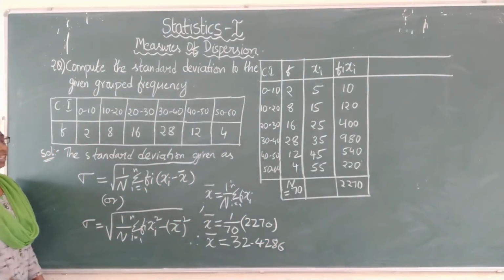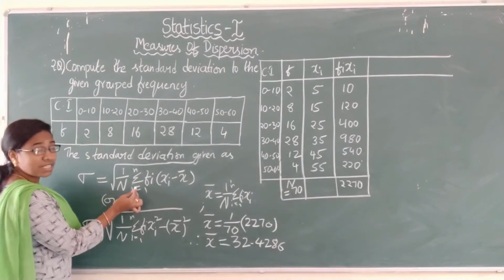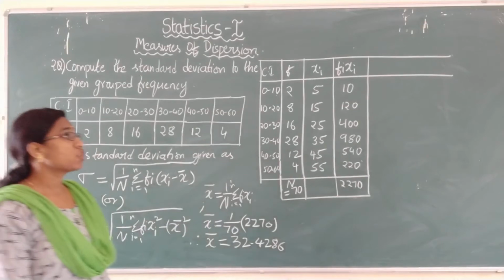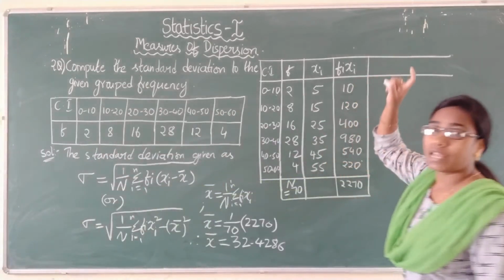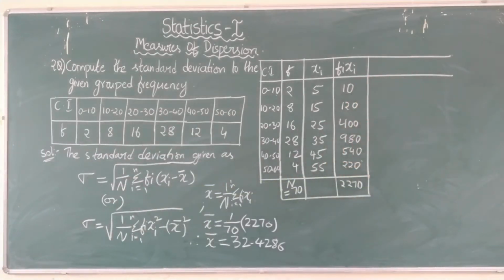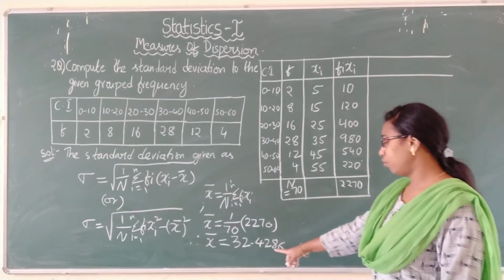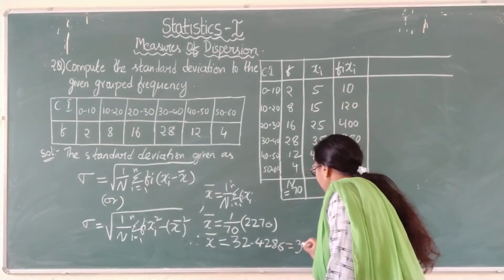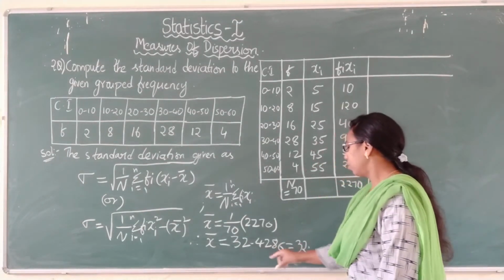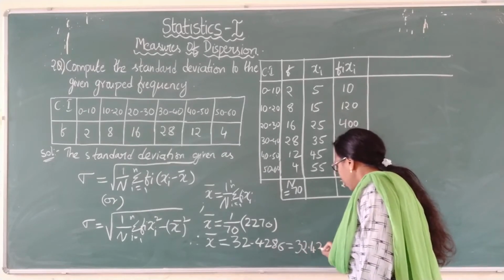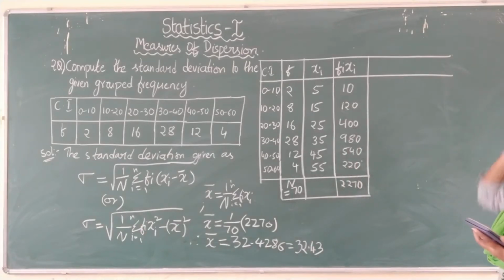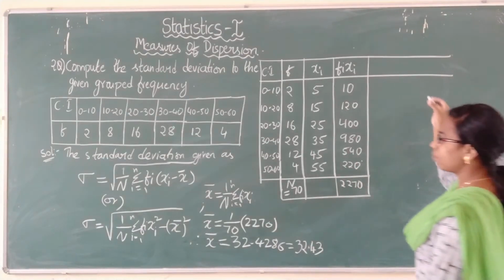After getting the mean value, we want summation fi into (xi minus x bar) whole square. So we want that column. Here we have 32.4286, which I am rounding off to 32.43. So mean value I took as 32.43. First I am writing the column for xi minus x bar.